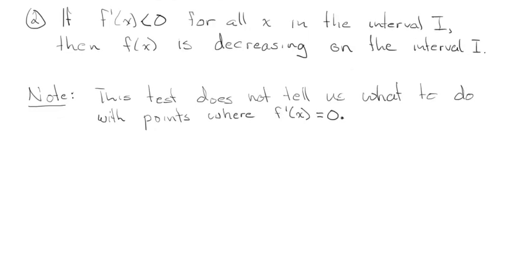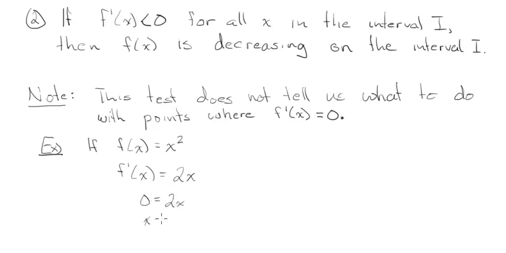And we saw an example, remember that example, x squared. If f of x equals x squared, then the first derivative is equal to 2x, and you can set that equal to 0. So x equals 0 is kind of the point where the first derivative changes from negative to positive.